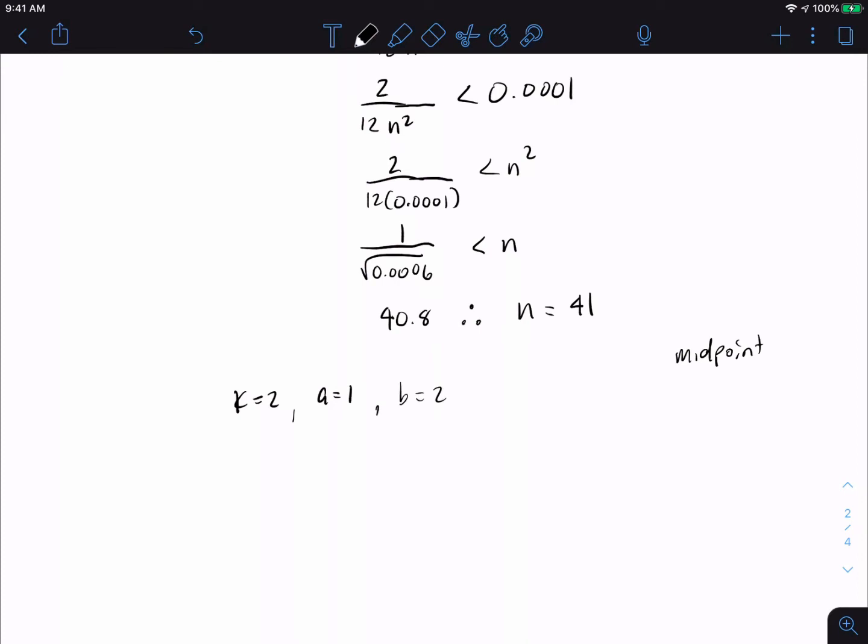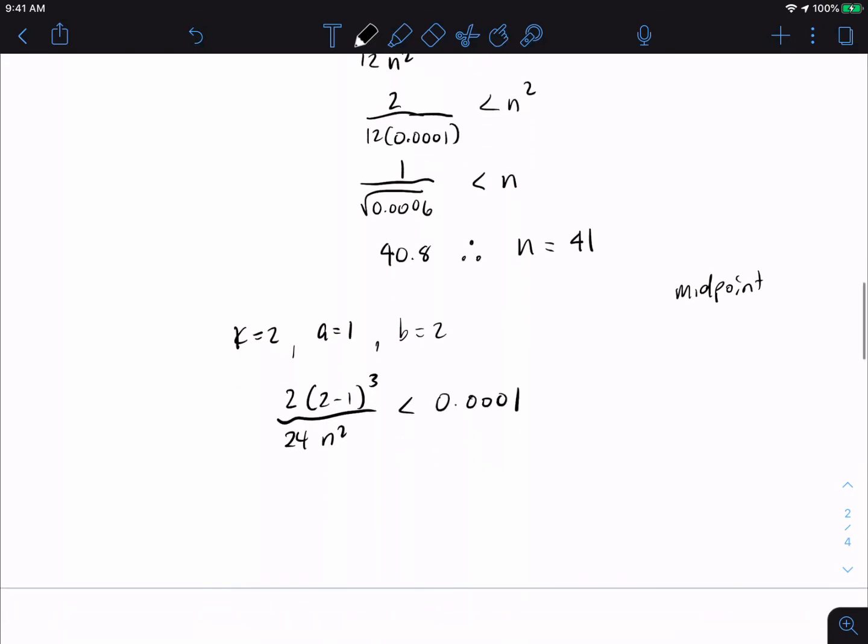So I'm going to get (2 minus 1) cubed over 24n squared. That's got to be less than the accuracy that we want. And so I'm going to get 2 over 24 times 0.001 should be less than that n squared. So n is going to be 1 over the root of 0.0012. And that's going to give me, let me do that on my calculator, 1 divided by that root.